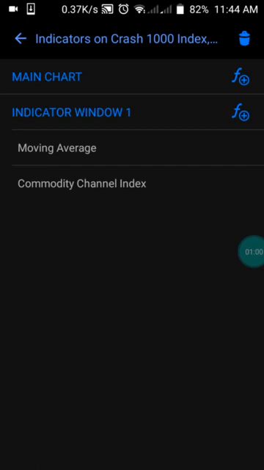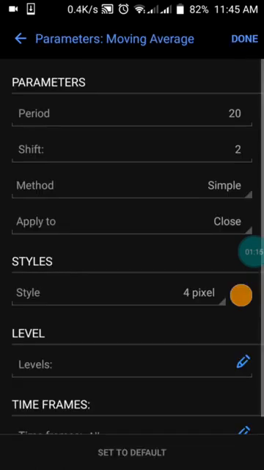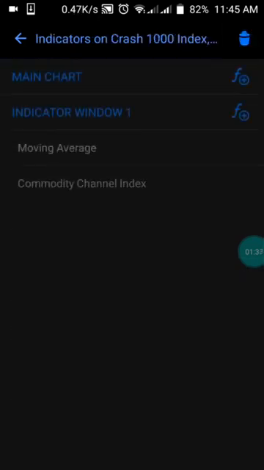On our main chart, we don't have anything. What you just need on your main chart is to use your arrow signal to indicate when to enter your trade, and that is very important. On your indicator window, you will have your moving average, with a period of 20. You have your shift to be 2, your method to be simple, and apply to close. Then we have our style here, and we have our color, so you can choose any color of your choice. Then you press done.